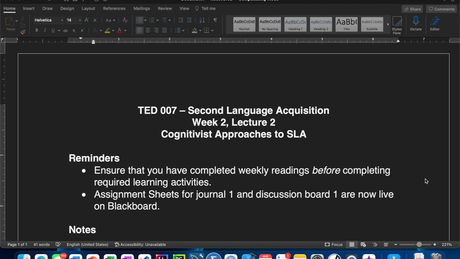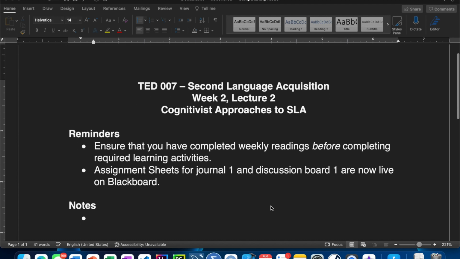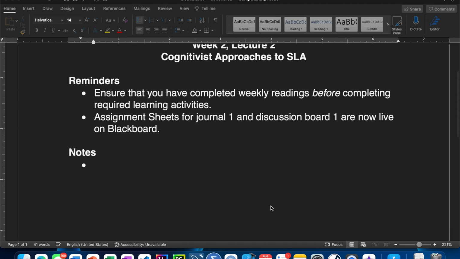One, make sure that you've completed the weekly readings before you complete any of the assignments, as those will serve as a foundation for these. Also, make sure that you review the assignment sheet for Journal 1 and Discussion Board 1. Those are on Blackboard now, as are the preliminary assignment sheets for the classroom observation assignment and the teaching portfolio, teaching toolkit, and teaching philosophy assignment.